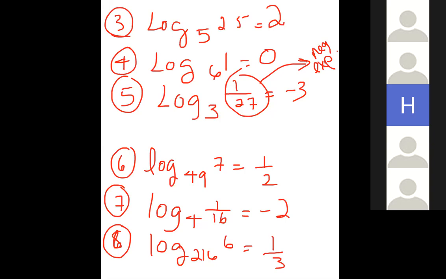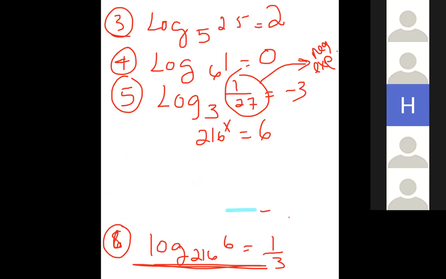So the exponential for this equation would be: 216 raised to what power gives you 6? Later on, we are going to be talking about some of the properties of the logs, and you will see this property. It's called the one-to-one property of logs. But for now, I am just going to explain it to you this way.